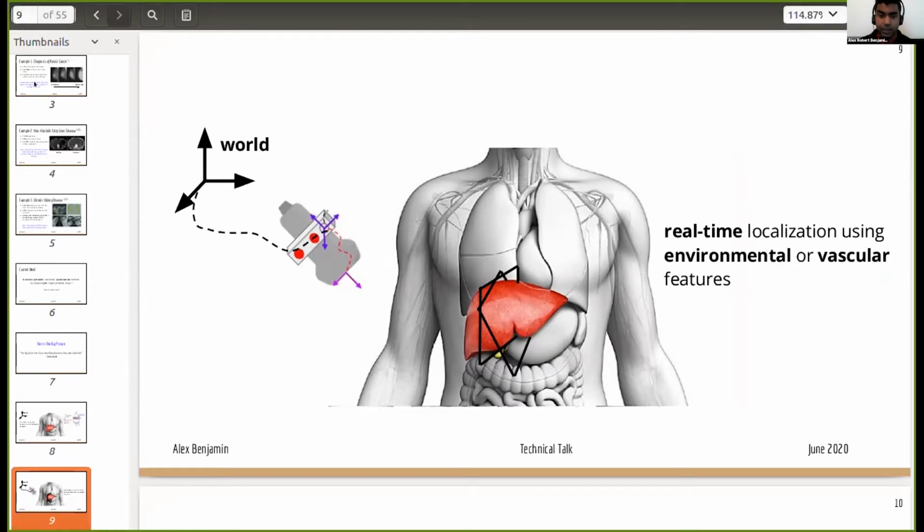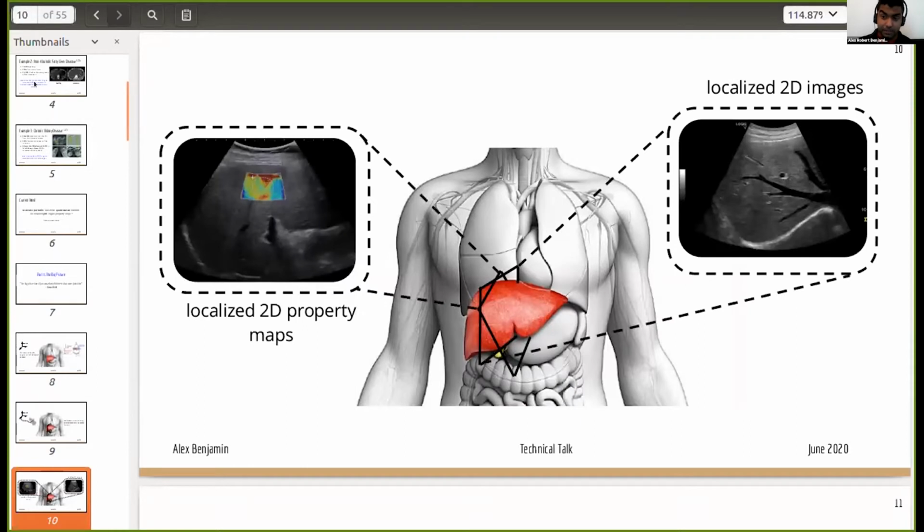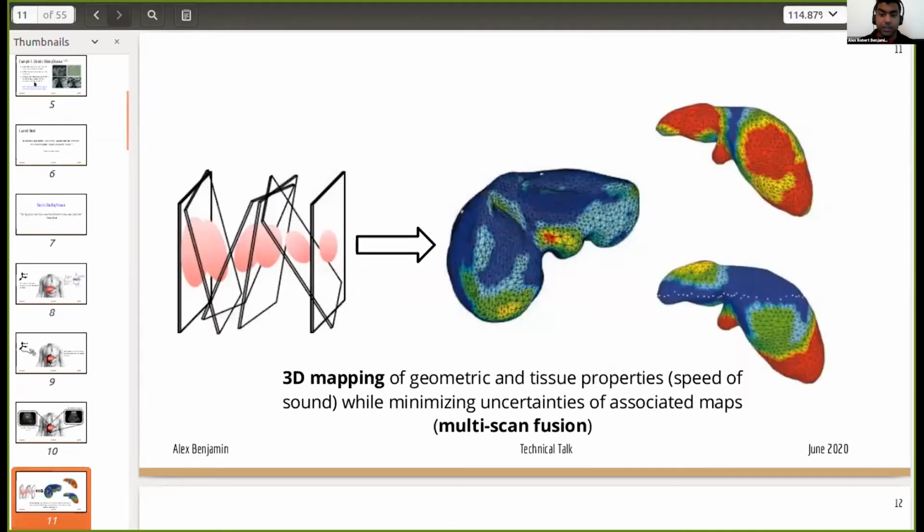So now what you can actually do is, rather than relying on two-dimensional images, you can take the two-dimensional property maps you acquire, which you would otherwise use your mental picture to contextualize, and combine them with the position and orientation information, and you can get a full three-dimensional map of the organ and the volume.